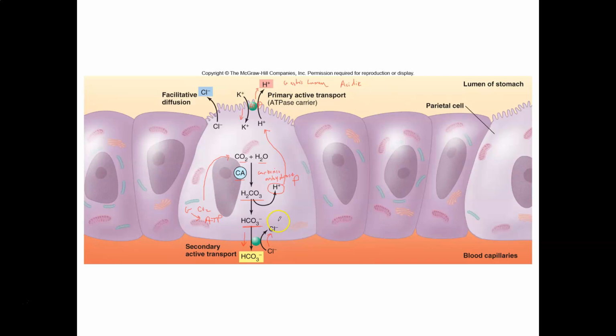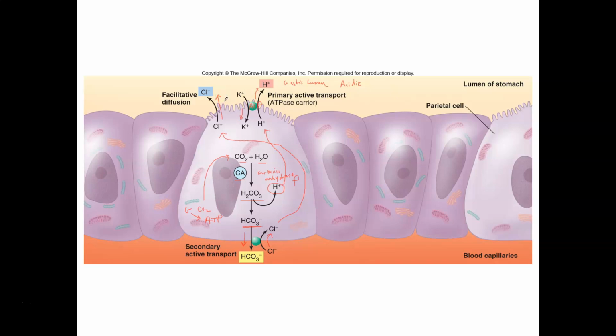That chloride will diffuse through the parietal cell. So we have diffusion of the chloride moving through the parietal cell, and then that chloride will be transported out into the luminal space as well. So we see the chloride leaving the parietal cell and entering the gastric lumen.